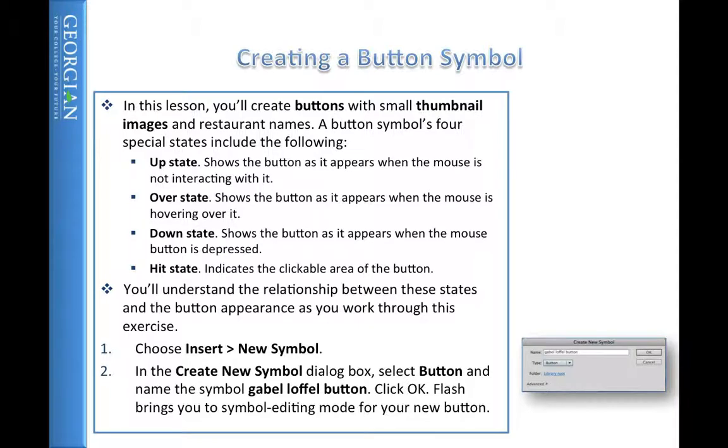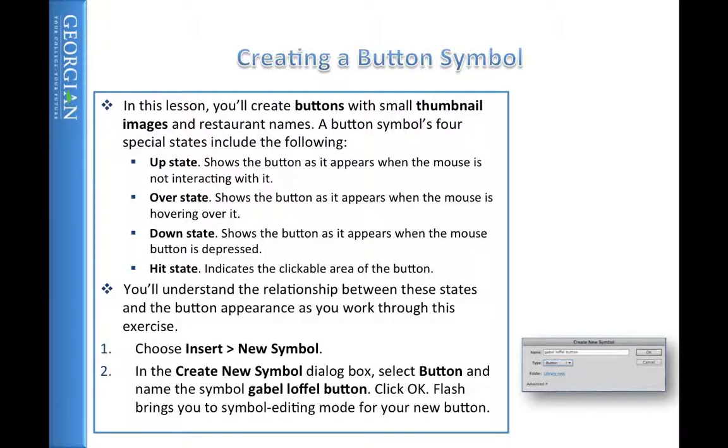Okay, so the first thing we're going to do is talk about the different states that buttons have. A button's a little bit different than the movie clip because a button has 4 states that you're going to get automatically when you create a button. You're going to get an up state, an over state, a down state, and a hit state. Your over state is when you hover over, your down state is when you're physically pressing the button down, and your hit state is which part of the button is clickable, if you will.